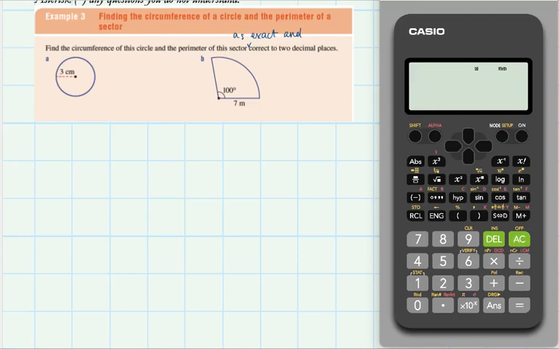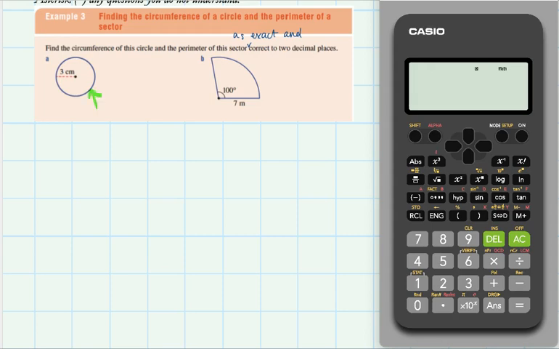Find the circumference of a circle and the perimeter of a sector. Now, you may note that we've got two shapes here. We're going to be tackling A first, and then we'll move on to B. Then we'll move on to some your turns, so please get ready for that. So, question A is relating to the circle here.